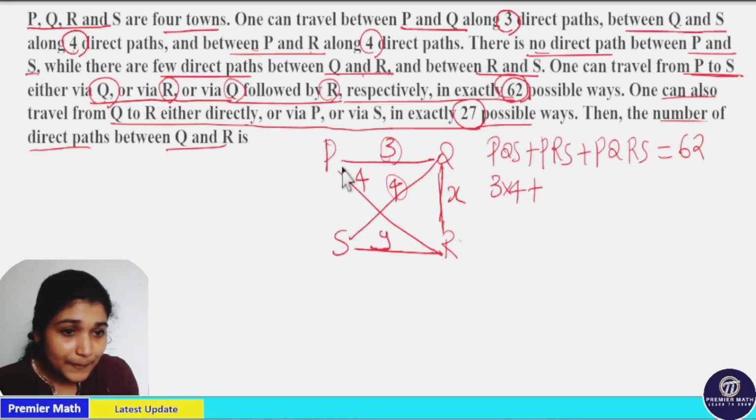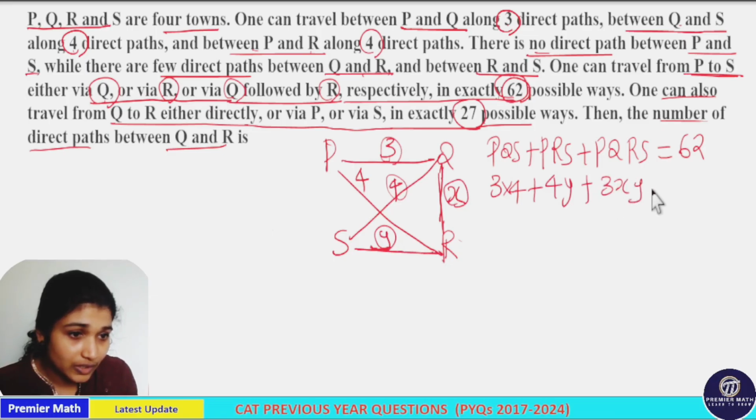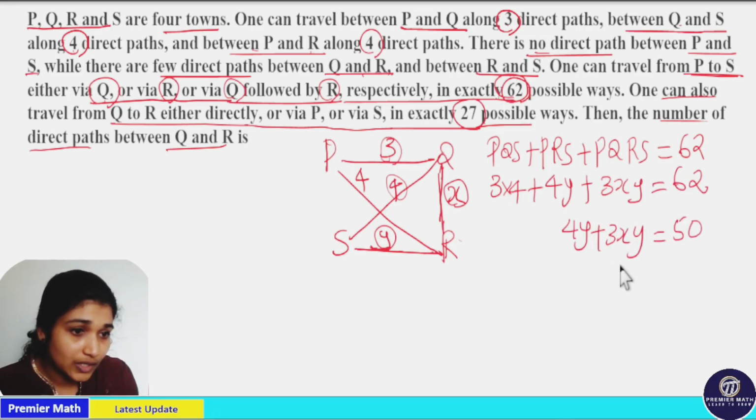In the same way, PRS means 4 into Y, 4Y. PQRS means this is 3, this is X and this is Y, so 3XY. So the total is equal to 62, which means 4Y plus 3XY is equal to 62 minus 12, which is 50. So this is one such equation.